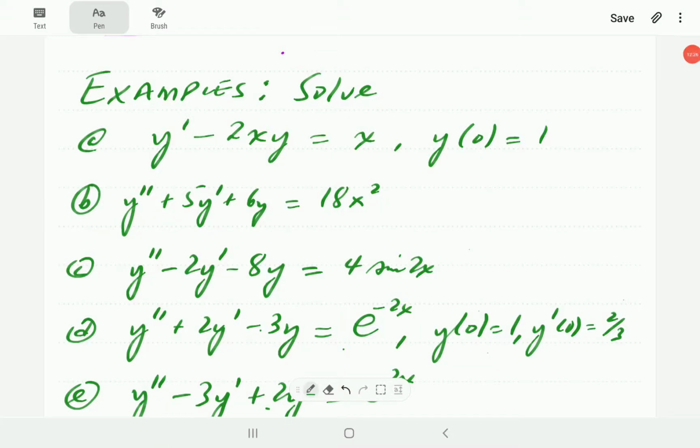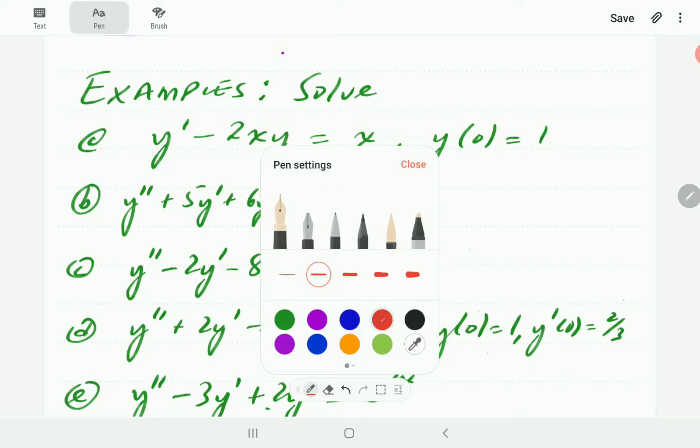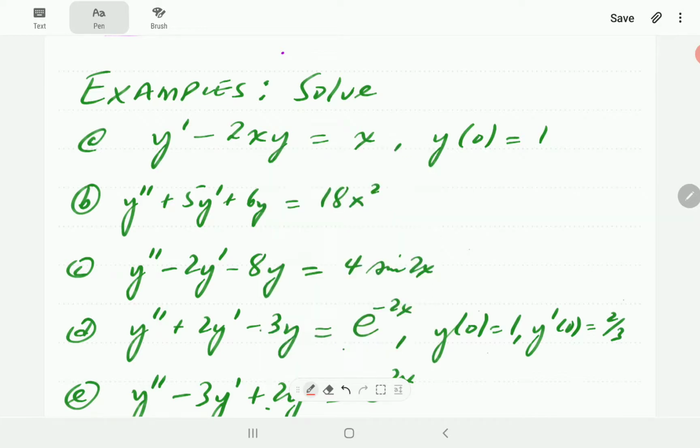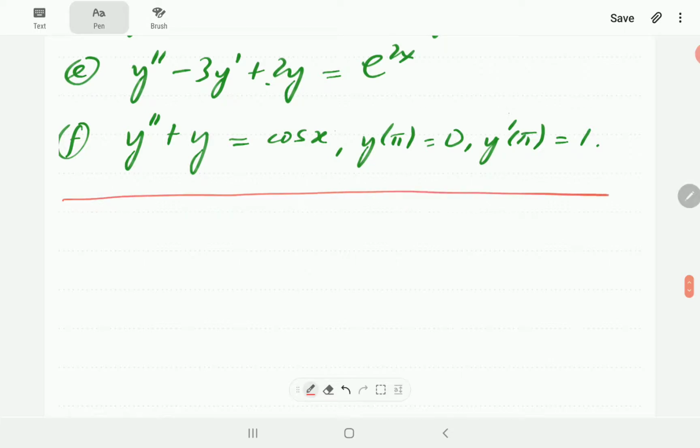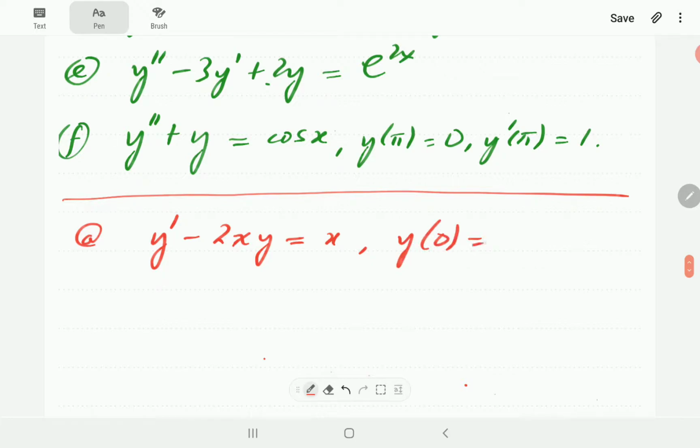All right, so we have got some examples here. We're going to start off with example A. So in example A, we have got y prime minus 2xy equal to x. We have got an initial condition: at x equals 0, y equals 1.